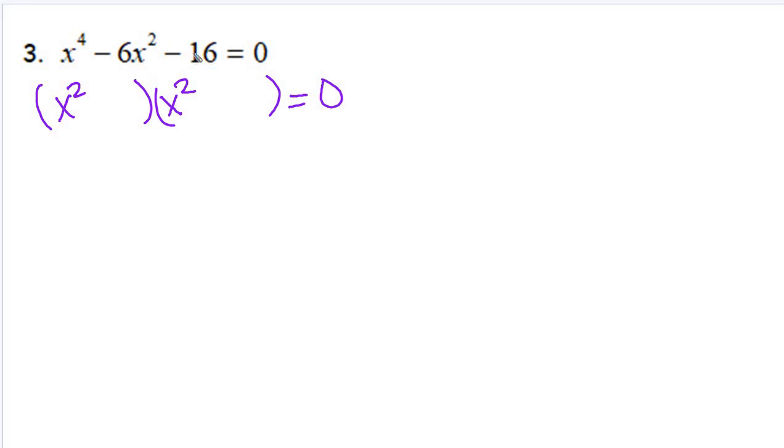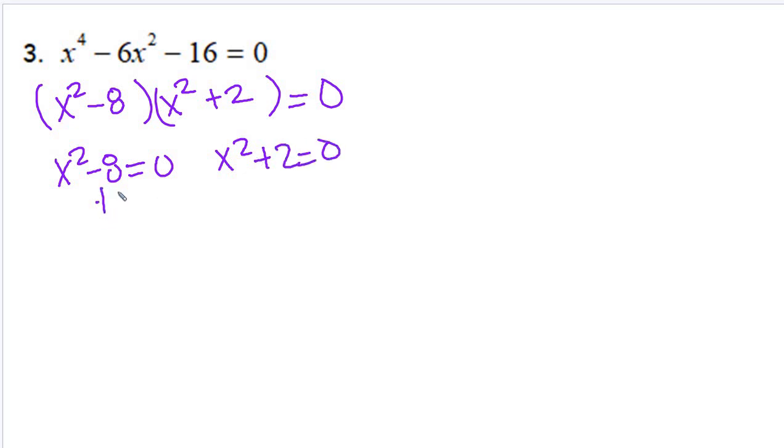So I'm looking for the factors that multiply to be negative 16 and add to be negative 6. So that would be a negative 8 and a positive 2 multiplies to be negative 16, adds to be negative 6. Now these will not factor anymore. They're not the difference of two squares, so they're not going to factor. So we're just going to set those equal to 0 and solve just like we would any other statement. So I'm going to add 8. So I have x squared is equal to 8.